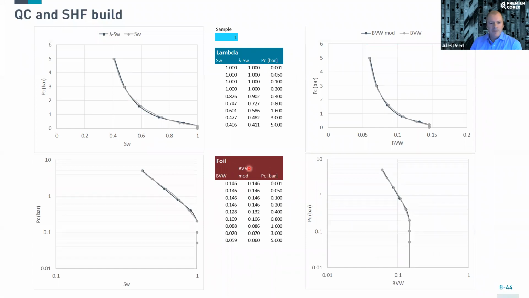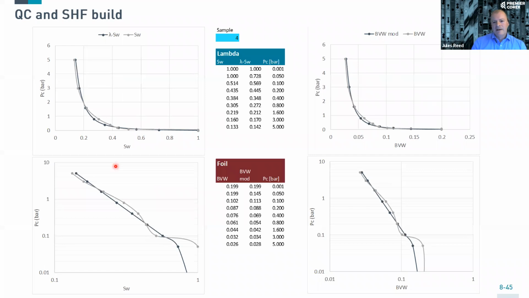So foil, remember, was A times the bulk volume of water times capillary pressure to some power. And I haven't shown the factor and the exponent here, but basically we're getting a good match in the foil function and a good match to this sample in the lambda function. Here's one that's not quite such a good match. It's still reasonable, but there's some variance in there. So it's not quite as good as the previous sample.